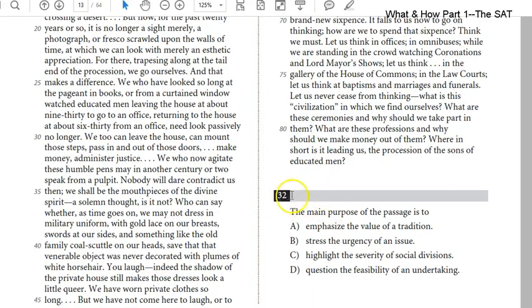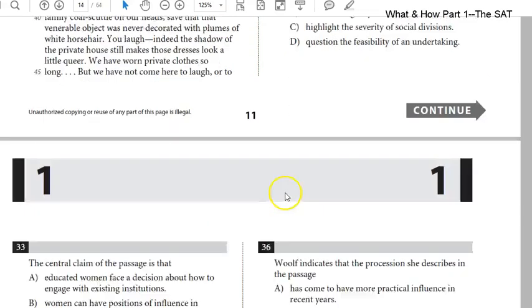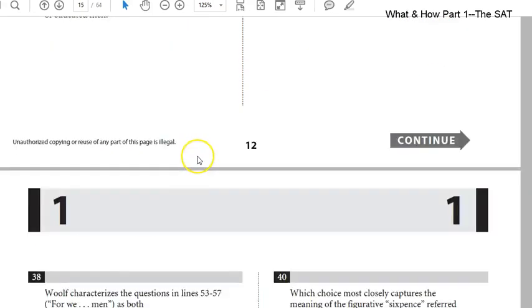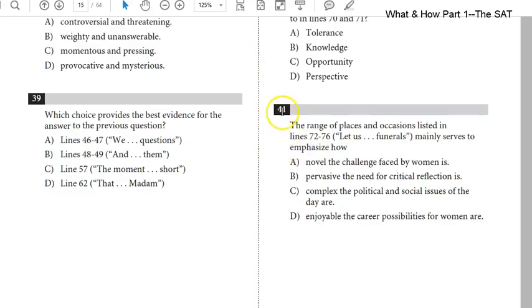And the very first question right off the bat is, what is the main purpose of the passage? Then you get 4 answer choices and you have to select. It starts with question 32 and goes through, here's question 37, where it gives you specific lines within the passage and asks you to go back and understand what was being said at those specific places. Then it goes through question number 41. So you can see that the passage is about 83 lines and has about 11 questions.